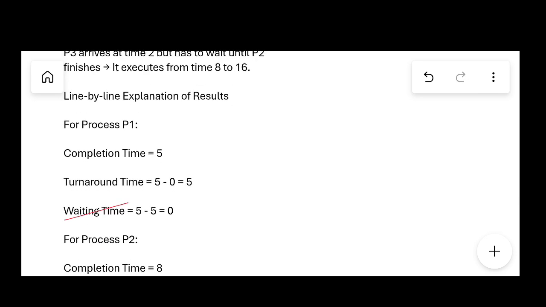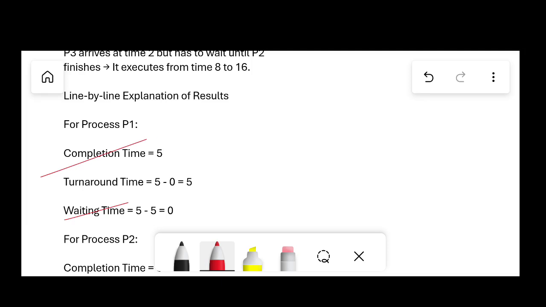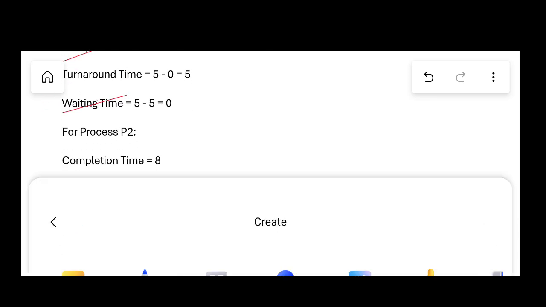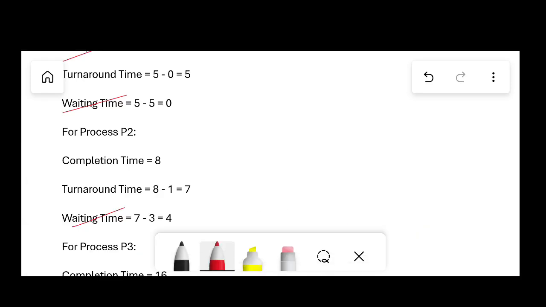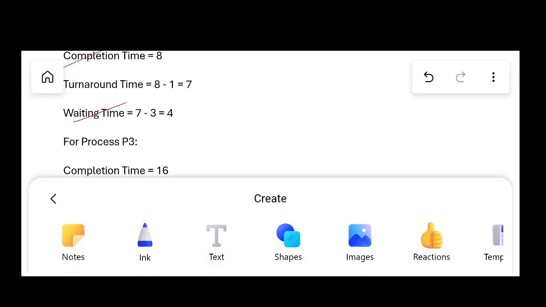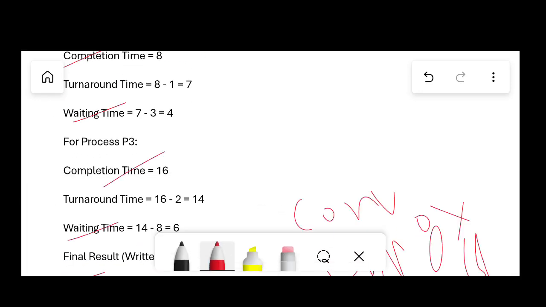Here, completion time means the time at which a process finishes. For P1 completion time is 5, and for P2 completion time is 8. For P3 completion time is 16.